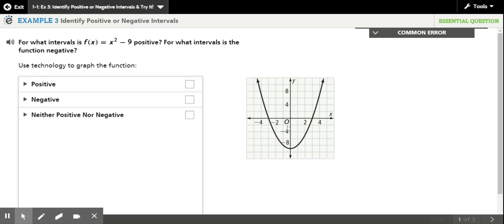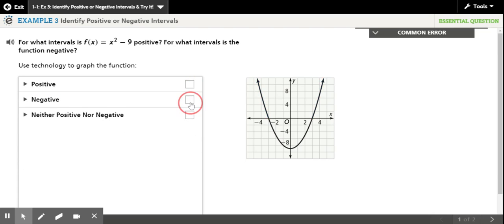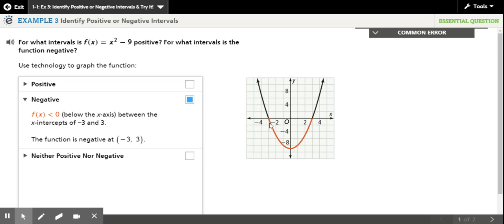If we're looking at the graph, the positive values are when this curve is above the x-axis. It's negative when it's below. And then the intervals would be referring to the x values where that's true. So if I click positive here, it turns blue where it's positive, so the parts that are above. So the intervals would be negative infinity to negative 3, so all the way to the left, and then it stops here at negative 3, and then also 3 to infinity going right. I click off of that and show negative, it's the red part underneath.